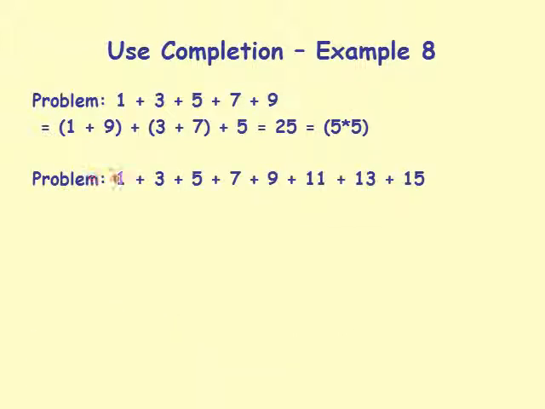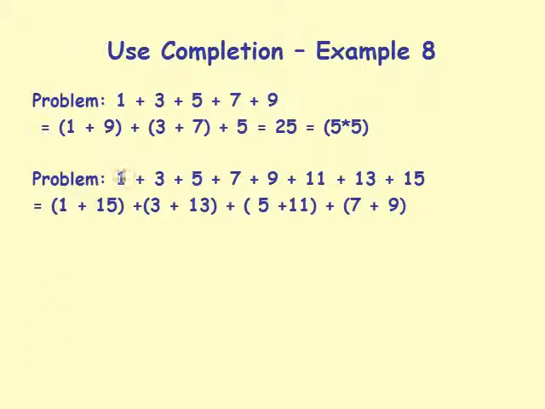Okay, now we're going to look at another example, where we are trying to add odd numbers starting from 1 up to 15, and the number of terms is 8. If you observe here, if that holds, we should get 8 squared as the answer. Let's see what we got.